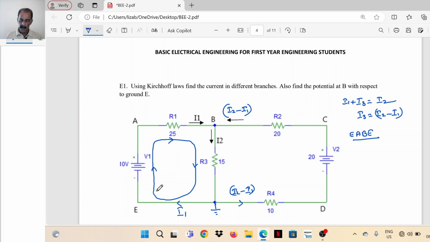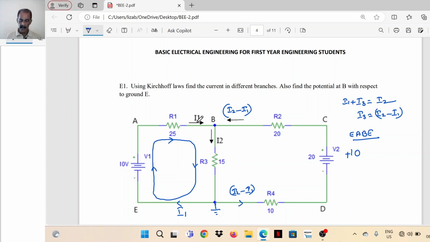Now, how many EMF sources are there in this loop? There is only one, the 10 volt source. The loop is oriented from the negative to the positive terminal of the battery, so it is to be given a plus sign. So plus 10 volt. Then the remaining are IR drops only.